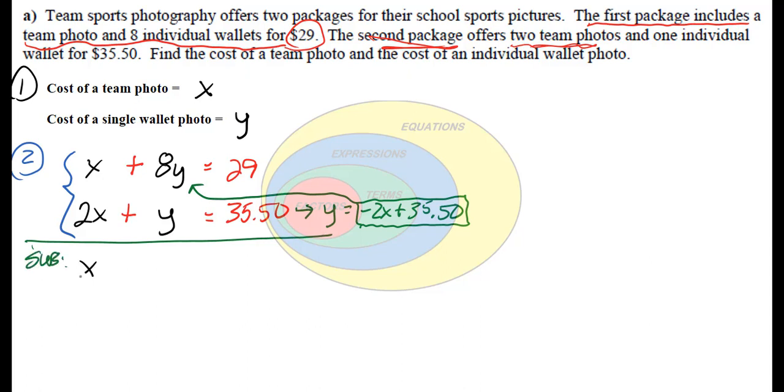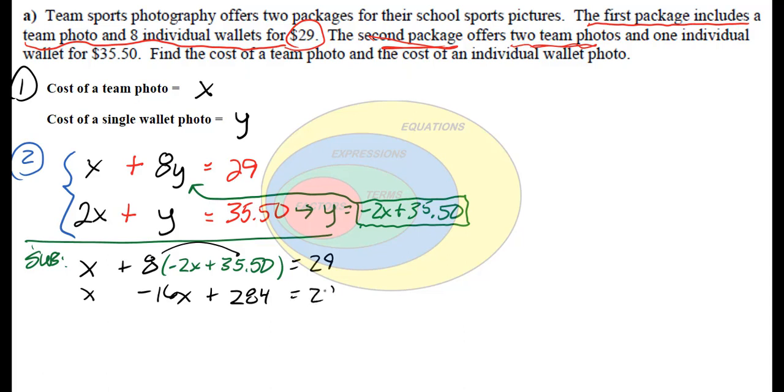So if I do this substitution, I should have x plus 8 times that expression for y. So I need parentheses, negative 2x plus 35.50, and that should equal 29. So I'm going to go through and solve this. I'll distribute the 8. I get x, and then negative 16x. 8 times 35.50, if I multiply that together, comes out to be 284, and that should equal 29.